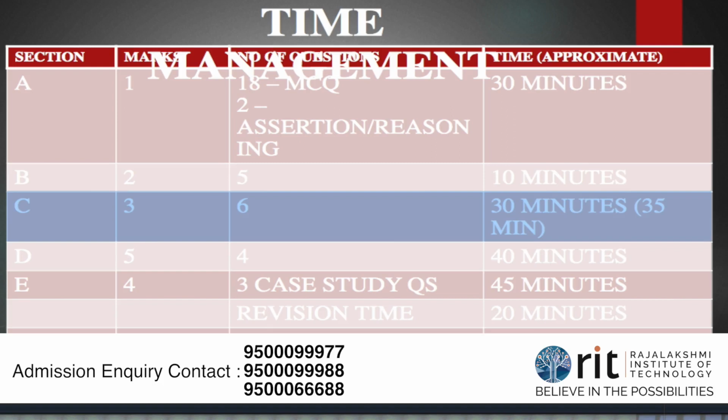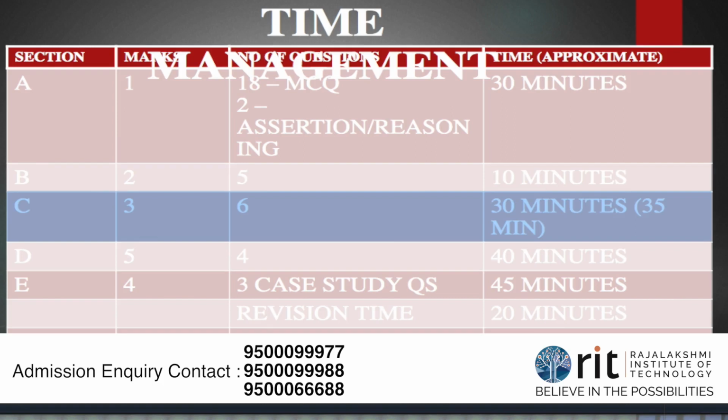Not more than that. The second part, B, has 5 questions of 2 marks. For these you can take a maximum of 10 minutes, not more than that. If you are taking more than 10 minutes, that is very dangerous. Coming to the third part, 6 questions of 3 marks come. If you give 5 minutes to each question, that is 30 minutes. So you can take a maximum of 35 minutes to solve the C part.